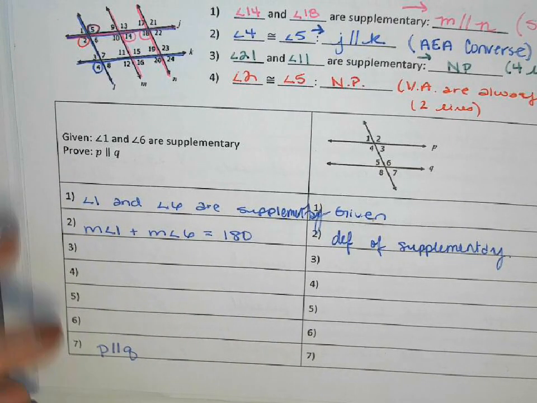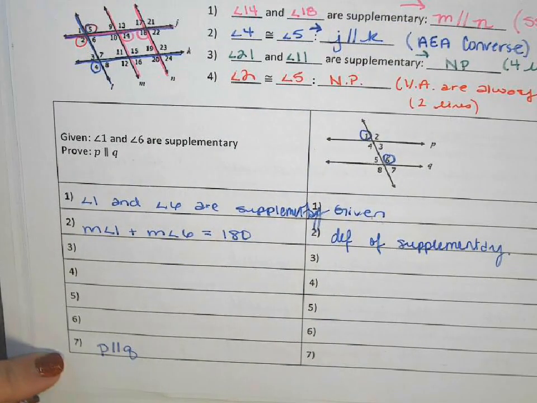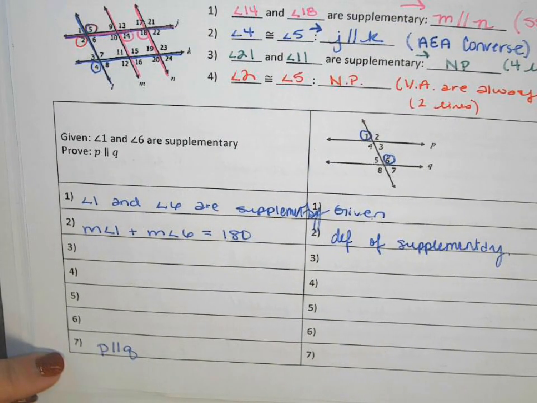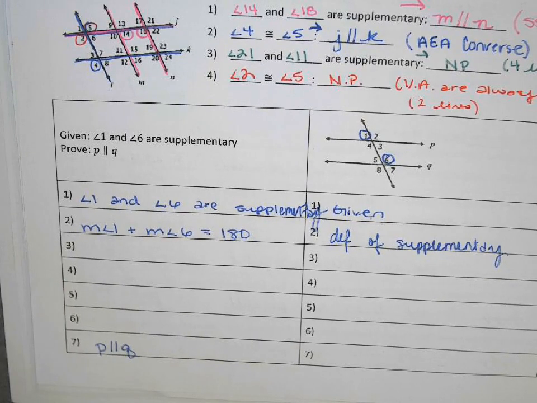Okay. So I know that 1 and 6 are supplementary. I know that the measure of angle 1 plus measure of angle 6 has to equal 180 because that's the definition of supplementary. What else do I know here?